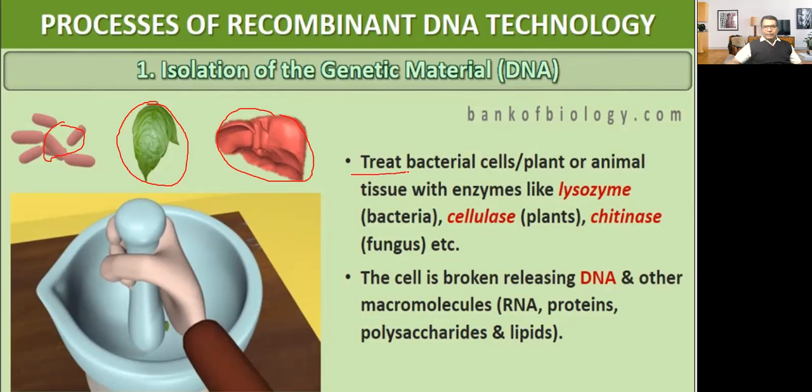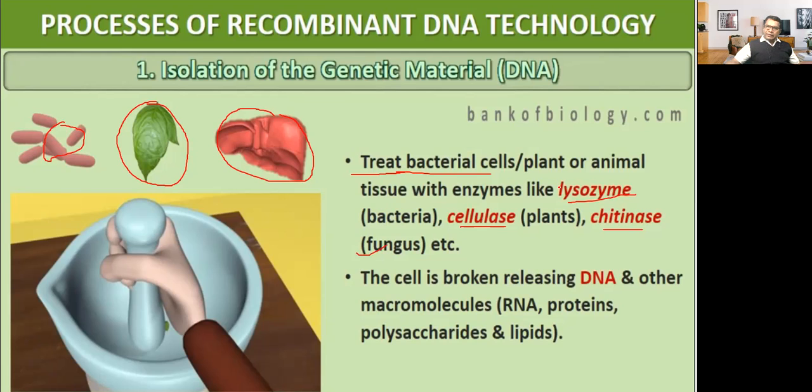Whatever your sample may be, treat the bacterial cell, plant or animal tissue with enzymes like lysozyme. If it is a bacteria, you have to treat this sample with lysozyme. If it is a plant, you have to treat it with cellulase. And if it is a fungus, you have to treat it with chitinase. Why? To break down their external covering. So lysozyme is used for bacteria, cellulase for plant, and chitinase for fungus.